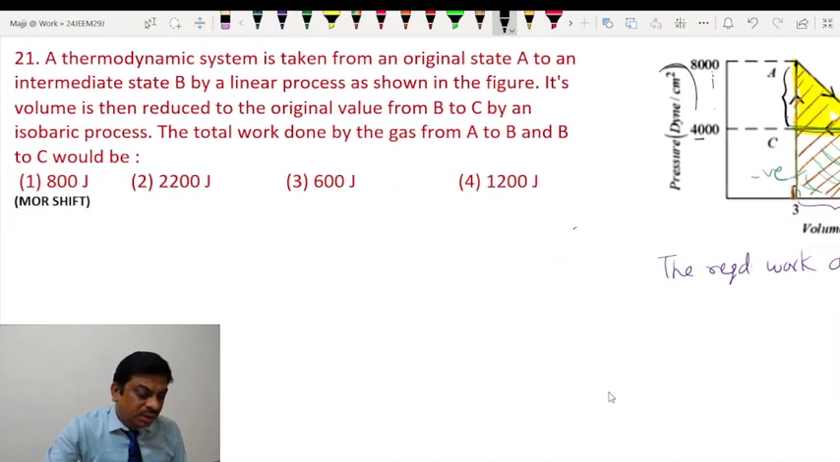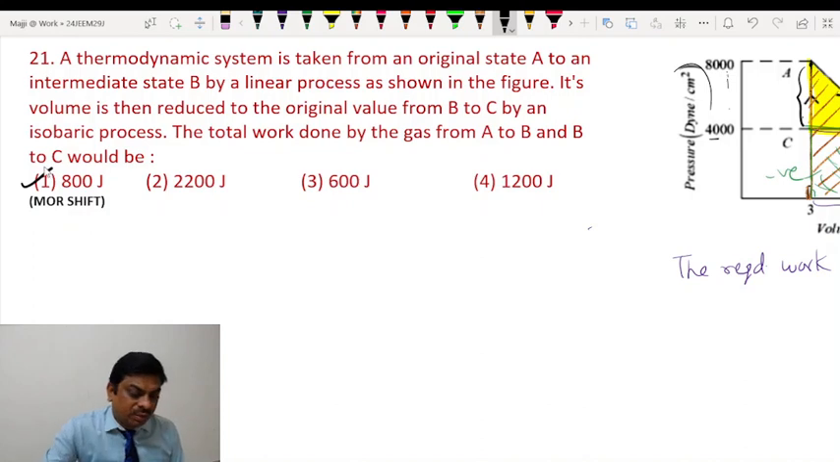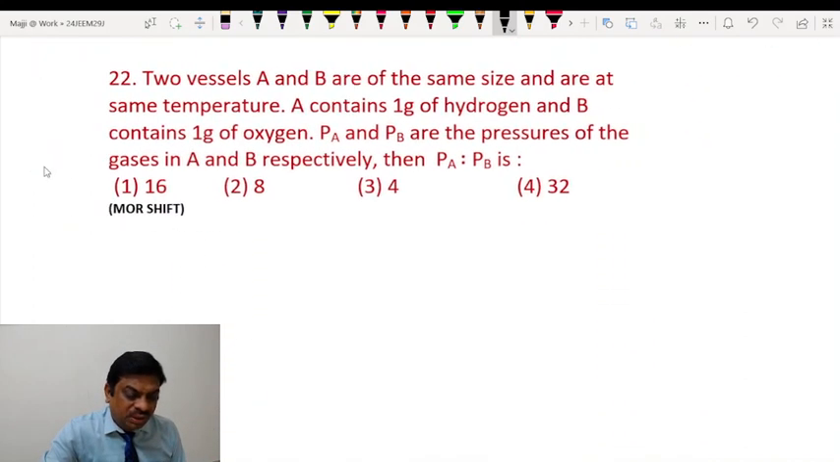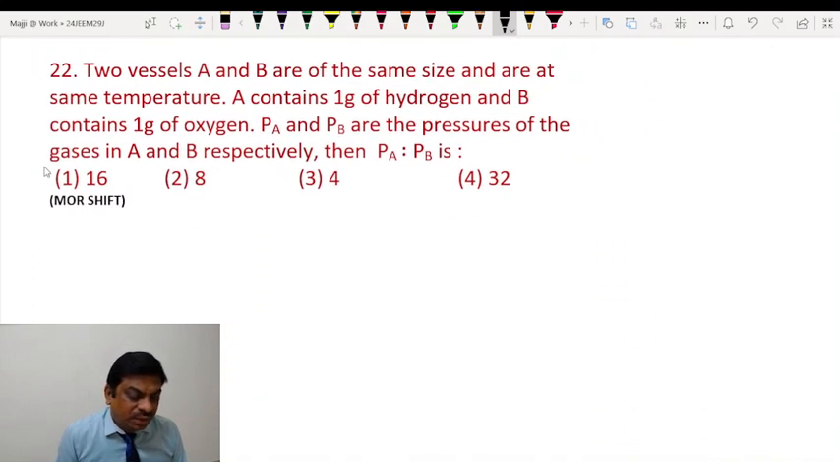So we shall go with option 1. Moving to the next question, question number 22. Two vessels A and B are of the same size and at the same temperature. A contains 1 gram of hydrogen and B contains 1 gram of oxygen. PA and PB are the pressures of the gases in A and B respectively.